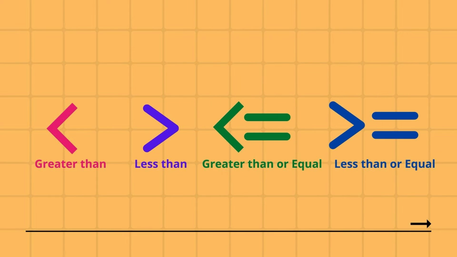The first set of these operators we're going to look at are greater than, which checks if a value is greater than something, less than, which checks if a value is less than something, and then we have greater than or equal, which checks if a value is greater than or it is equal to something, and less than or equal, which checks if a value is less than or equal to something.